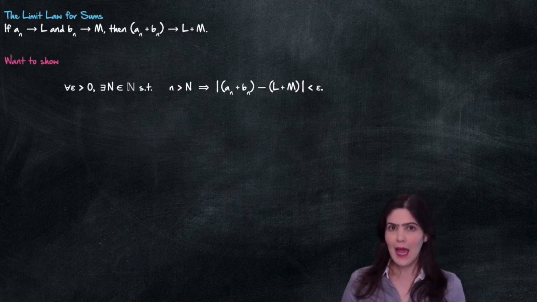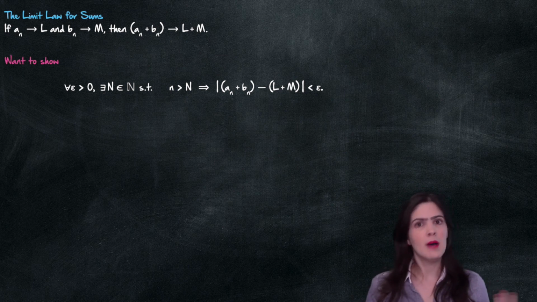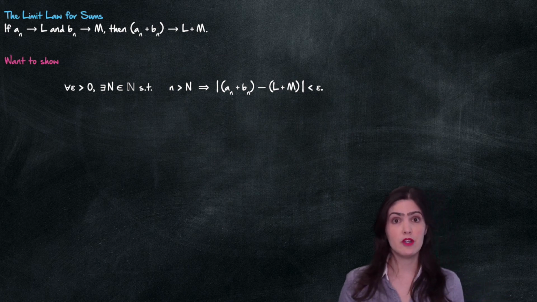Great. So how can we prove this? Well, the first thing that we should do whenever we want to prove something is write down what we want to show. We need to make sure that we know what we're trying to do. So here we don't have much to go with. We have to use the definition.